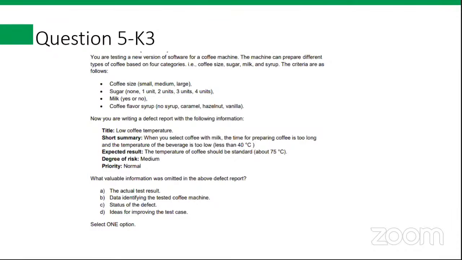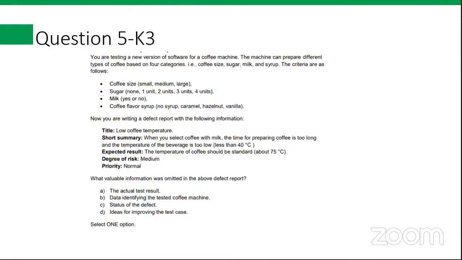But the question here is, now you are writing a defect report with the following information. So, what is being included in the defect report? If you have seen this overview before, you should have noticed that there's a topic called defect management, and this defect report comes under defect management. So, here we have a defect report with the following information, that is title, short summary, expected result, degree of risk, and priority. And the question for you is, what valuable information was omitted in the above defect report?